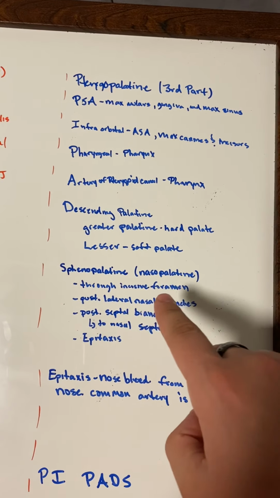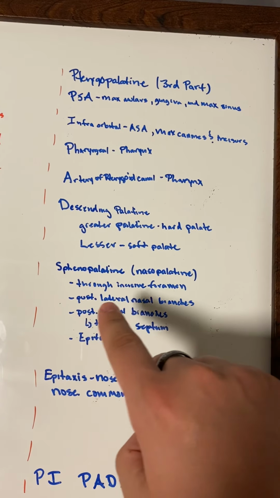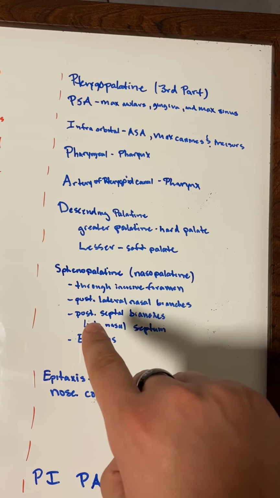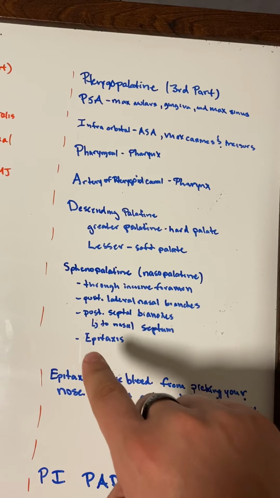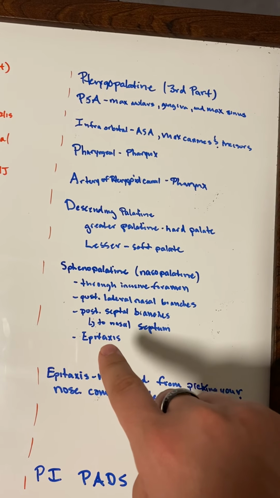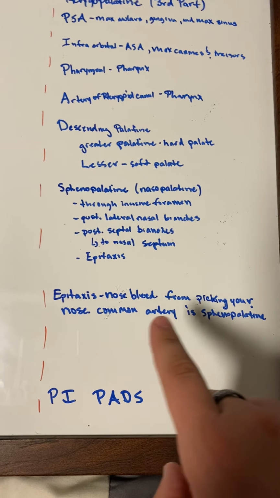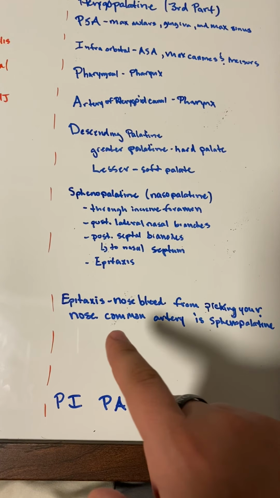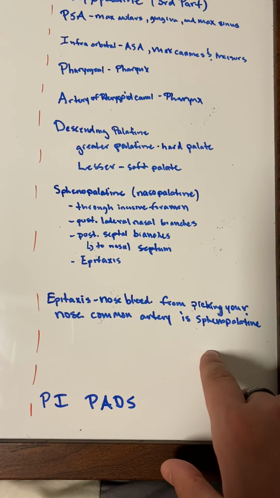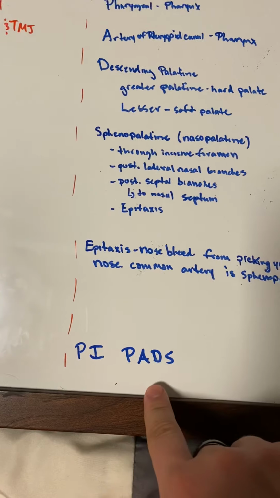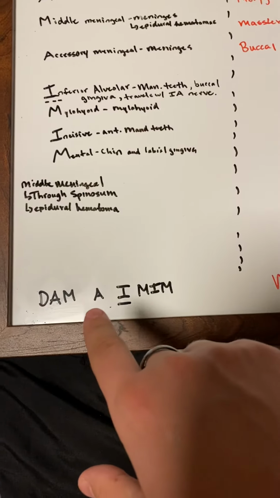It's through the incisive foramen, and it goes to the posterior lateral nasal branches, the posterior septal branches, so it goes to our nasal septum. And this is the one where if we have epistaxis and our nose bleeds, this is the guy. So epistaxis is when you pick your nose too much, or it's often associated with picking your nose. And the common artery is that sphenopalatine.